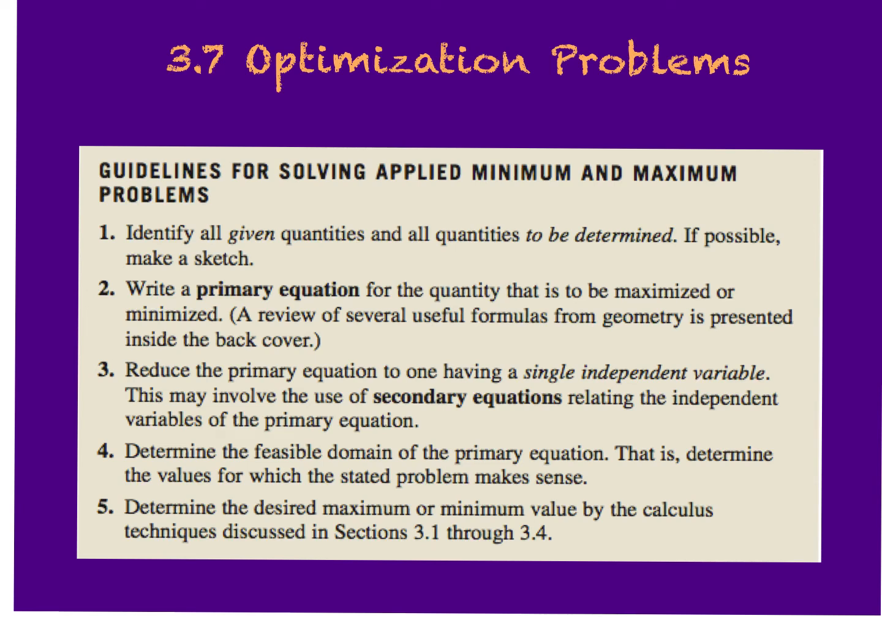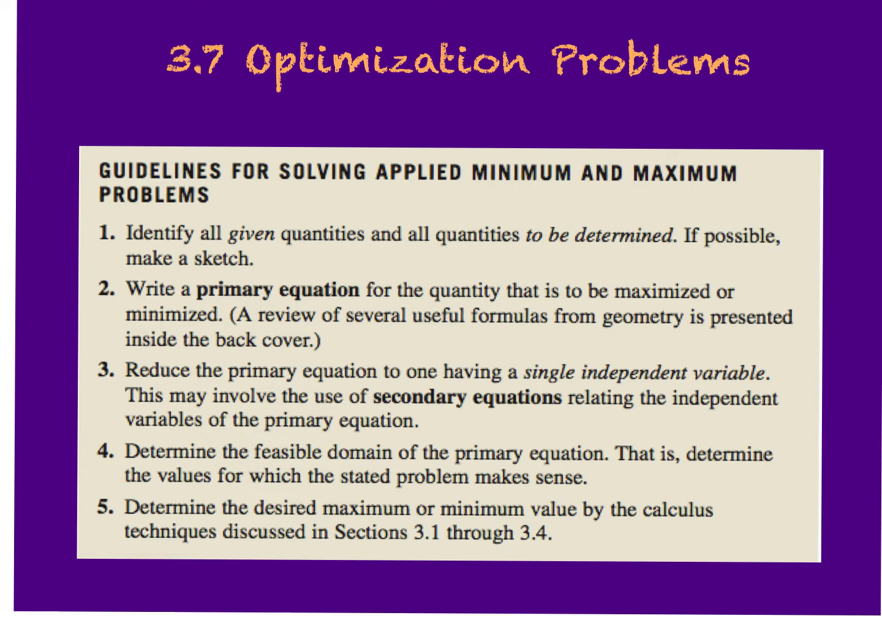3.7a optimization problems, and we need to start reading some guidelines for it. And who's going to be our reader? Danielle, go for it. Guidelines for solving applied minimum and maximum problems. 1. Identify all given quantities and all quantities to be determined. If possible, make a sketch. Do I read the rest?